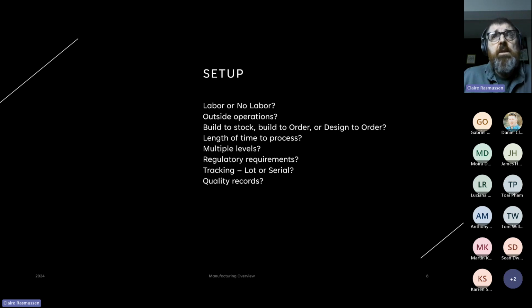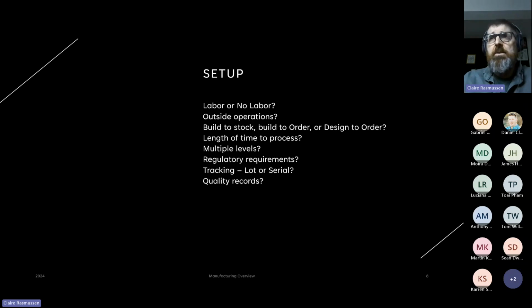Length of time to process. If from the time you start making something to the time you finish is 1 day, well, number one, you're going to have a lot less value in WIP, and you're going to maybe process something quicker because the feedback loop is so fast, whereas maybe your process takes 6 months or a year to complete. Well, then we want to look at that because that's going to affect how you do things.